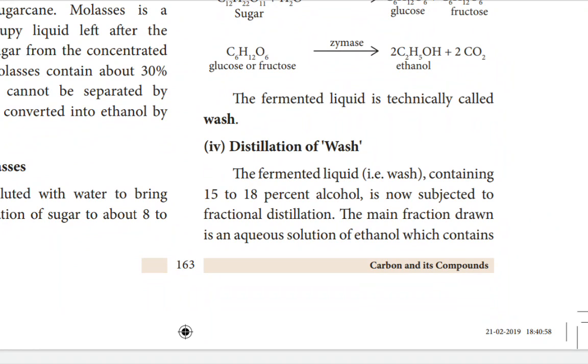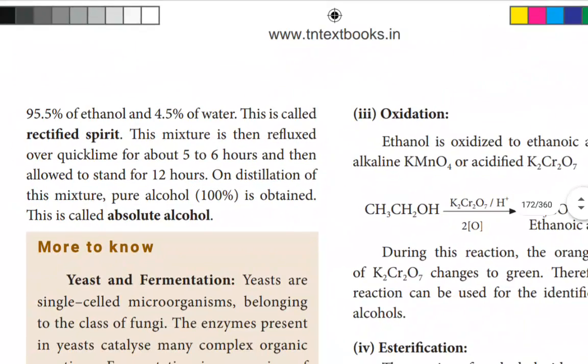So now it is going to be subjected to fractional distillation. In the continuous fractional distillation, the main fraction drawn is an aqueous solution of ethanol, which contains 95.5% ethanol and 4.5% water. This is called rectified spirit. So after the fractional distillation, we get a type of mixture which is called rectified spirit. Sometimes you will be asked what is the composition of rectified spirit. Rectified spirit means it contains 95.5% of ethanol and 4.5% of water.